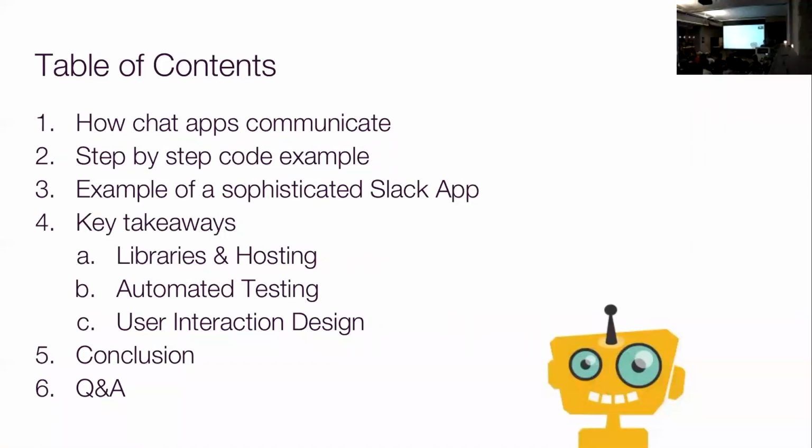So let's get started. First, I'm going to explain how chat apps communicate with the clients and with the platform and how that all works together. Then second, I will give you a small step-by-step code example of how you develop chat apps. And the third thing that I'm going to show you is a more sophisticated Slack app. And I'm going to explain a little bit how that plays together with the step-by-step example that I've shown you before. Then I'm going to summarize some key takeaways that we had from our past months of developing. And then in the end, we're going to have a small conclusion, and I will be open for your questions.